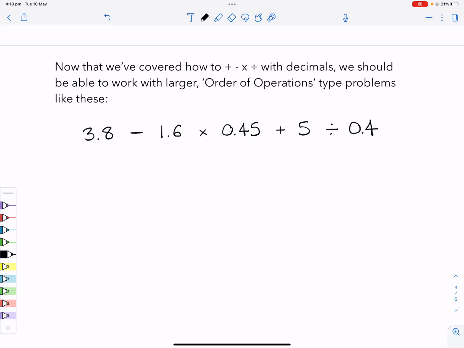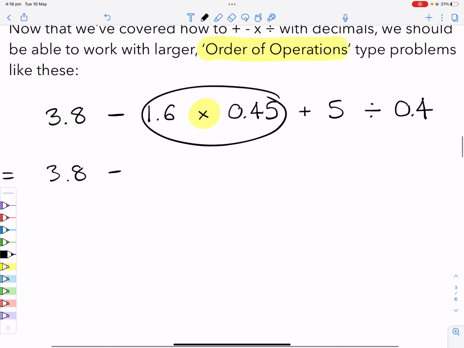My first thought should be, well, it's order of operations, so where must I begin? What has the highest priority? Well, I can see there's a division symbol and a multiplication symbol and a division symbol. Which one of those do I do first? They're basically the same rank of importance or priority, so I'll actually choose the left one first. So I'm actually going to go with a multiplication step first. So let's quickly solve that. So we got 3.8 take away. Now the process for doing that is to pretend the decimals don't exist.